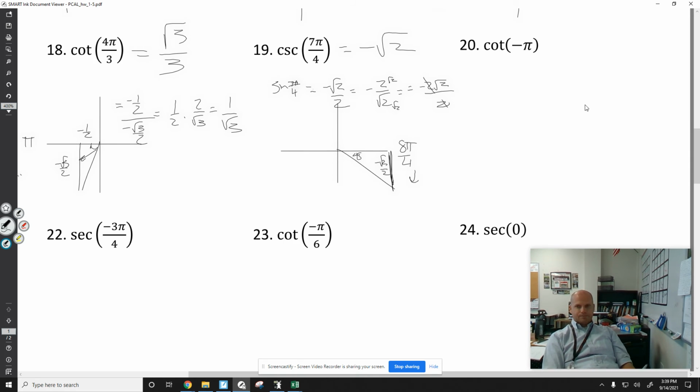Cotangent of negative pi. I'm going left 1, so the x is negative 1. The y, the up and down, is 0. Cotangent is x over y. It's the adjacent over the opposite. Adjacent over the opposite, the y. Not allowed to divide by 0.